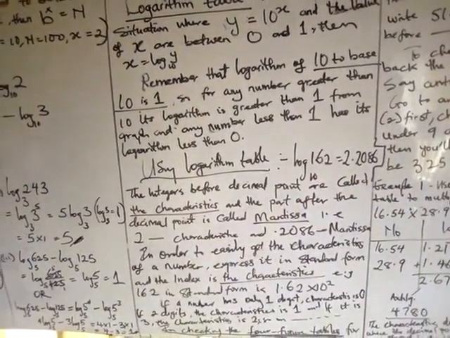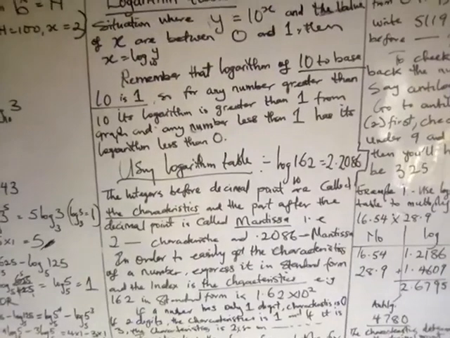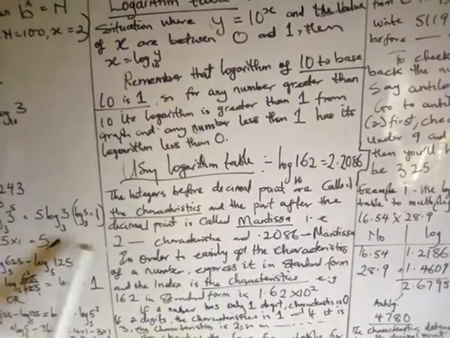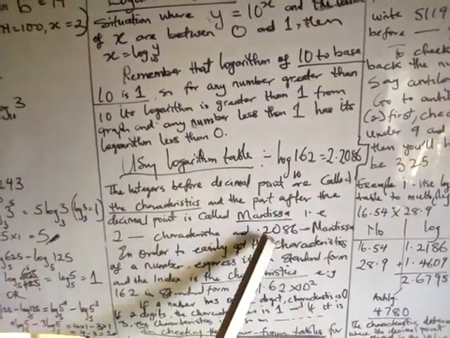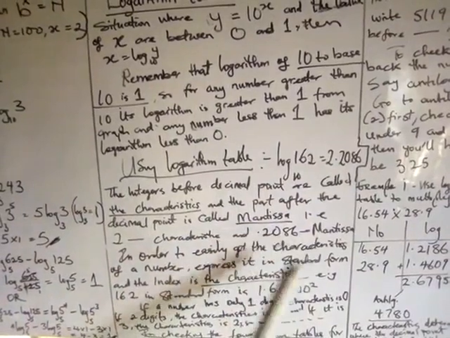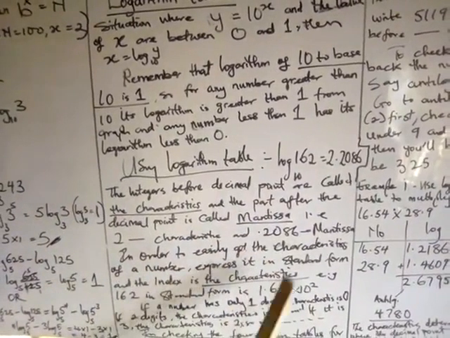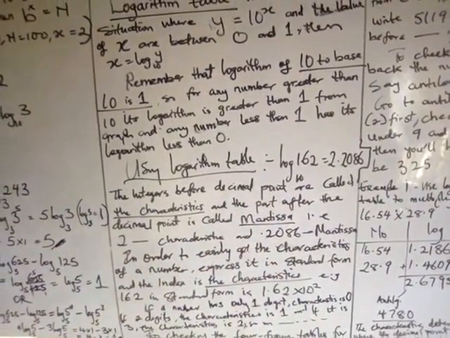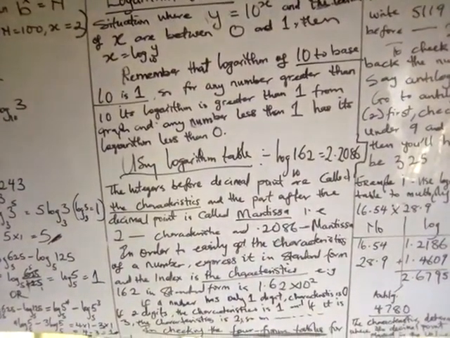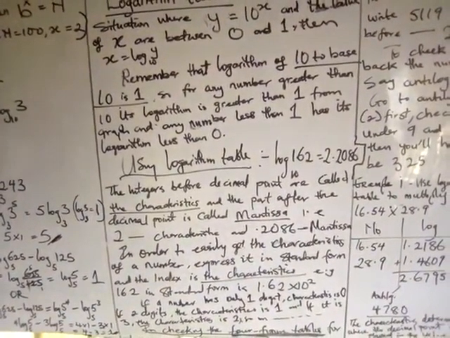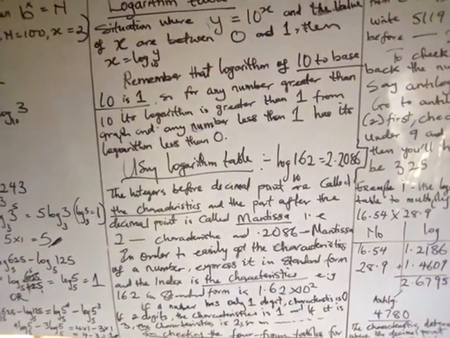So please take note of that and keep that at the back of your mind. So 2 is our characteristic, where 0.2086 is our mantissa. In order to easily get the characteristic of a number, most times express it in standard form. You get now? Express that number in standard form if you want to get the characteristic of a number.